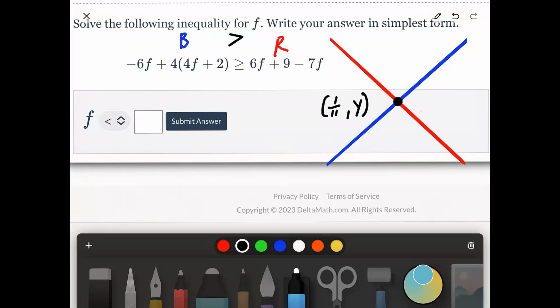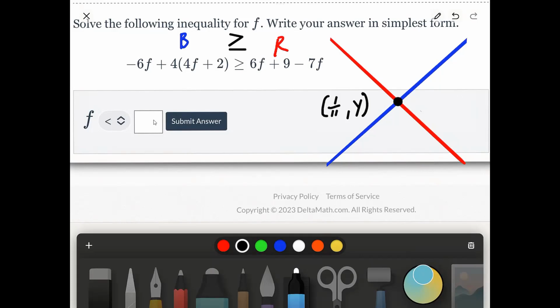They're saying, where is the blue line on top of the red line? Which direction is the blue line on top of the red line? Well, here's the intersection. So here's where they're equal. But if we go to the right, anywhere to the right of this intersection, you can see the blue is on top of the red. The blue is on top of the red. So that's going to be our answer.